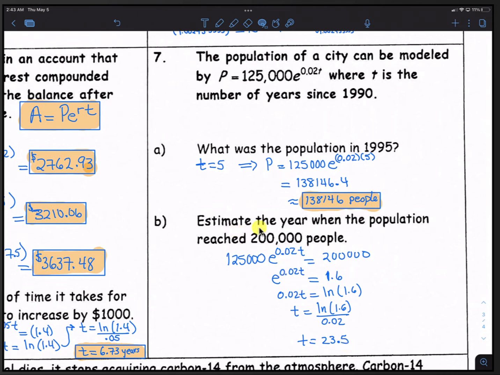But the question says estimate the year when the population reached 200,000. So we know that 23.5 years has gone by, and that's starting in the year 1990. So if we add 1990 plus the 23.5 years, that's going to get us into the middle of the year 2013.